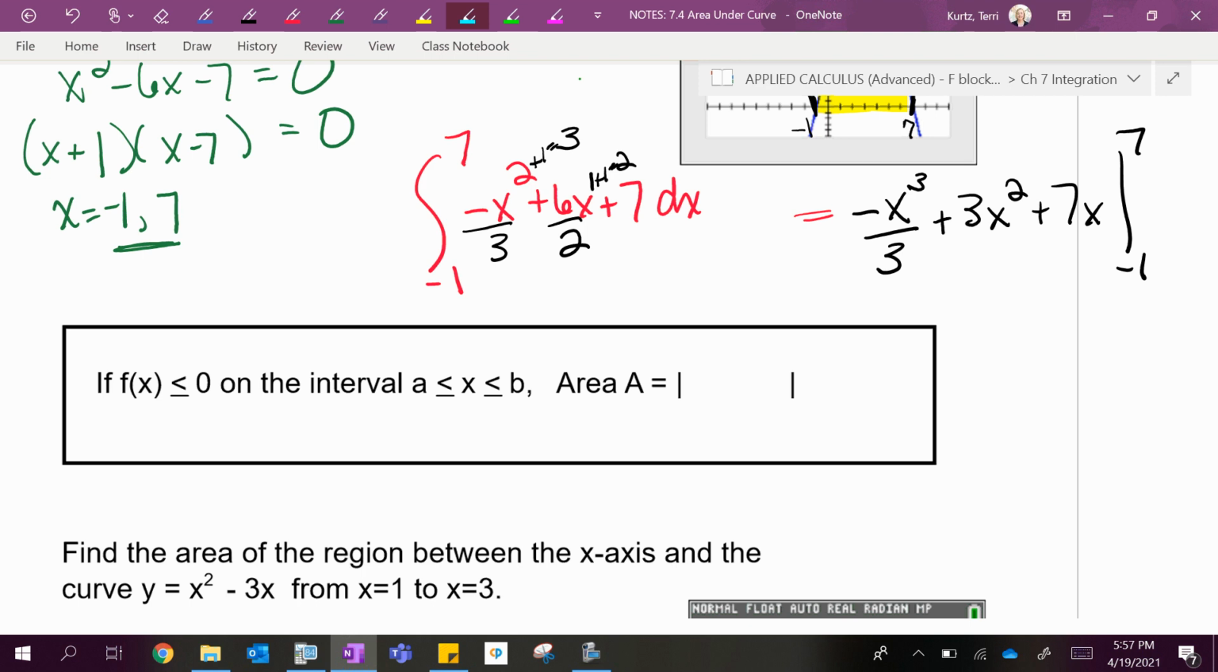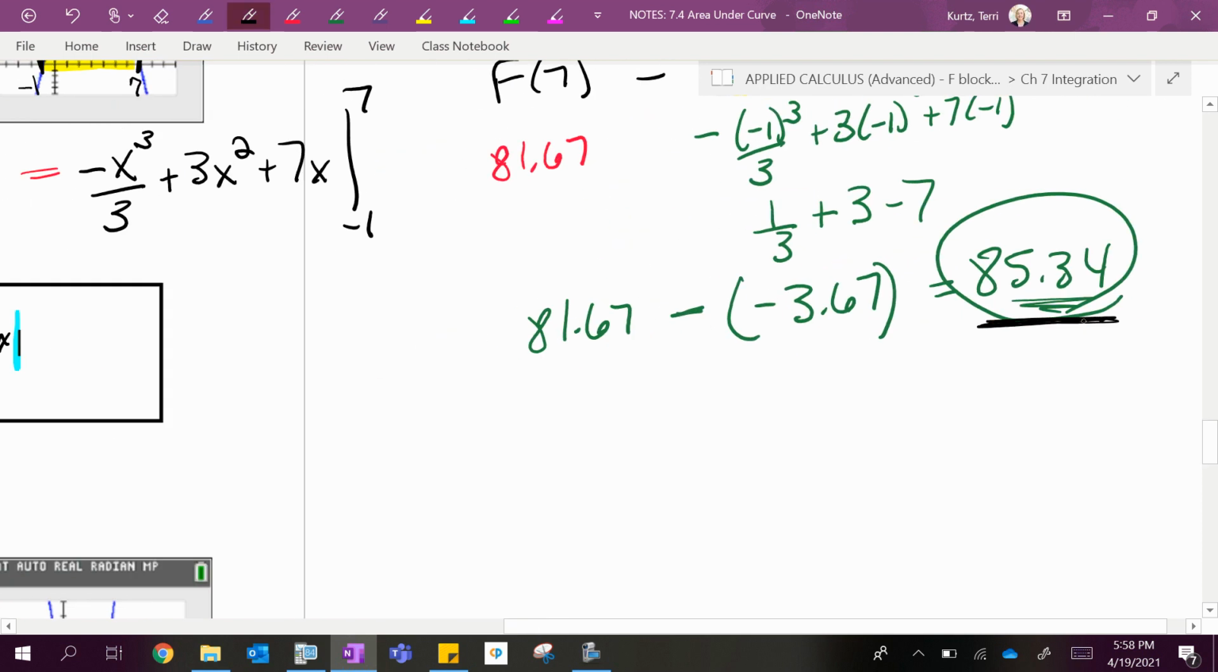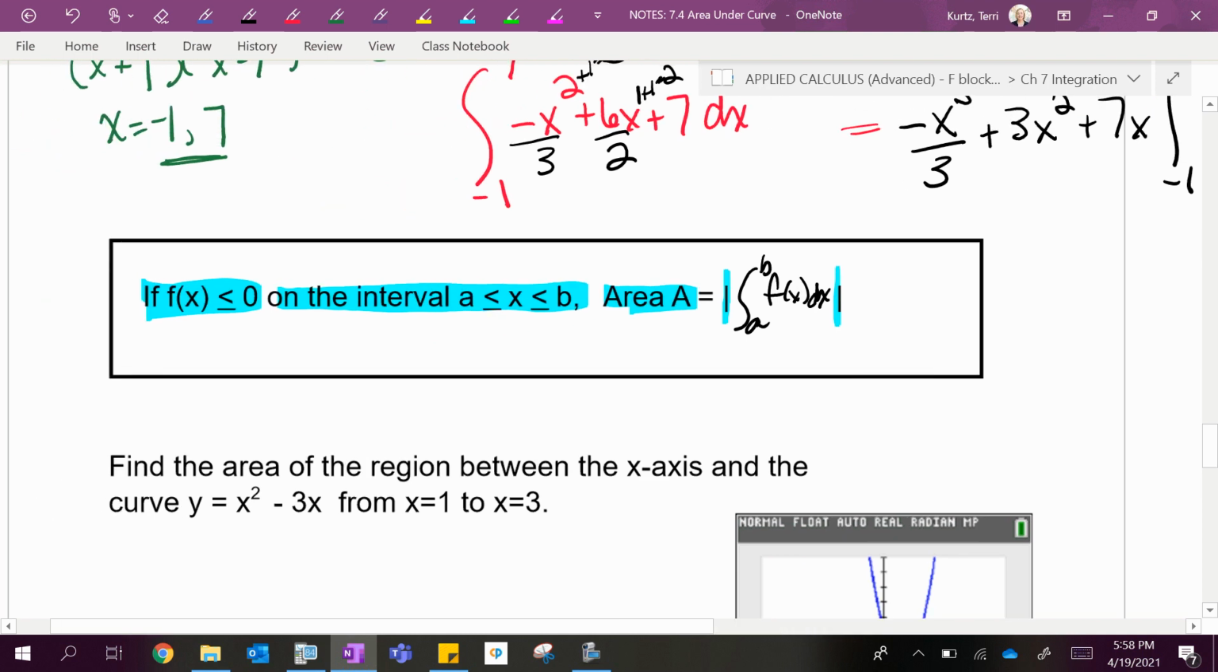So what this little box is reminding us is that even if the function is less than or equal to 0, that goes underneath the x-axis on a given interval, then the area is always going to be the absolute value of the integral. Okay, so what happens then is we go through all of our process and we find our values and we do the subtraction, but on the final answer, if it is negative, then we take the absolute value of it.